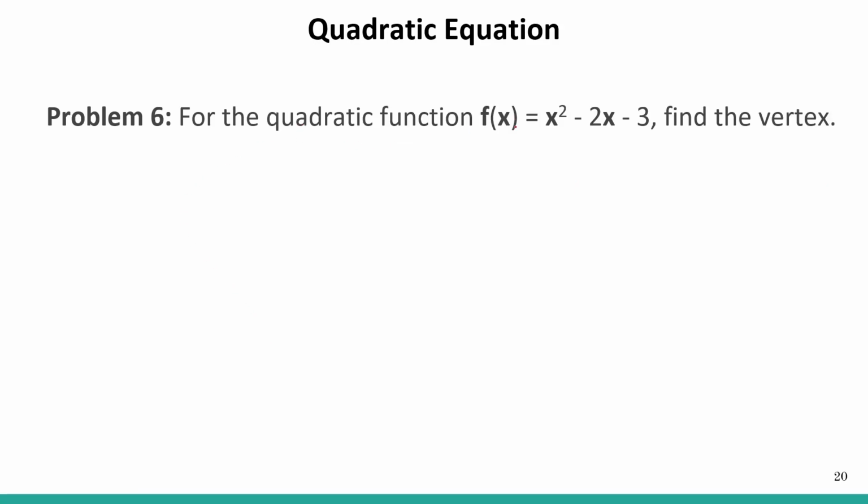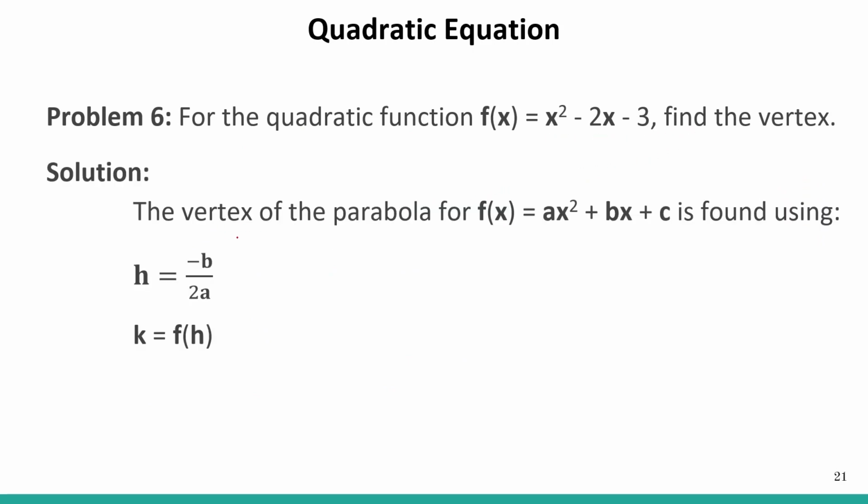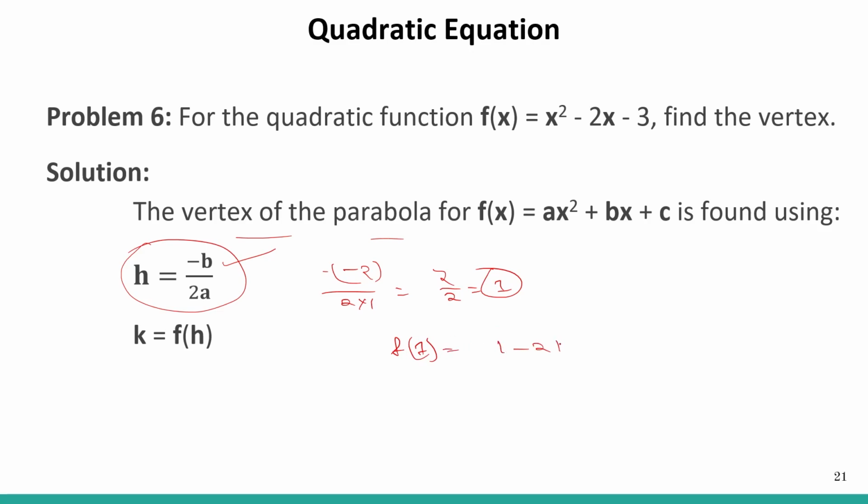So for the quadratic function f of x is equal to x square minus 2x minus 3, find the vertex. Okay, so the vertex of the parabola f of x is equal to ax square plus bx plus c is found using what? x is equal to minus b by 2a. So this is the formula for the x coordinate of the vertex. Okay, so it will be what? Minus b by 2a is equal to minus of minus 2 whole by 2 into 1. So that will be 2 by 2 is equal to 1. So how can we find the y coordinate? So it will be f of 1, right? F of x coordinate. Okay, so this is equal to what? So 1 minus 2 plus minus 3.